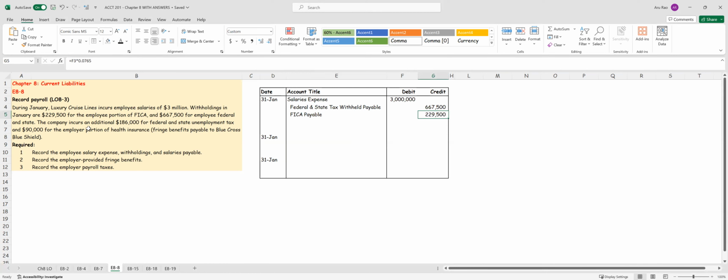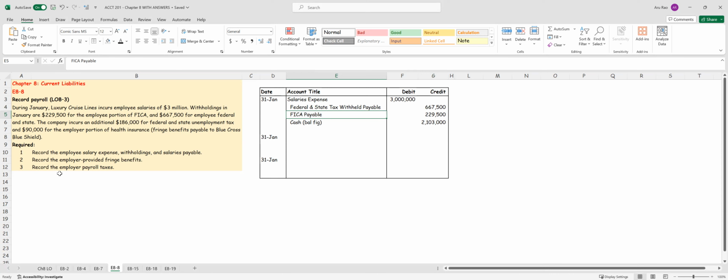as $229,500. So finally, we'll write out the check to the employees. The amount they are getting paid is $2,103,000, and that's the balancing figure in the journal entry. So from the $3 million, we withhold federal and state taxes for them, and we withhold their portion of the FICA, which is the Social Security and Medicare tax.